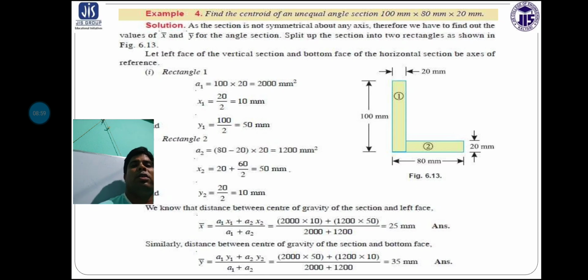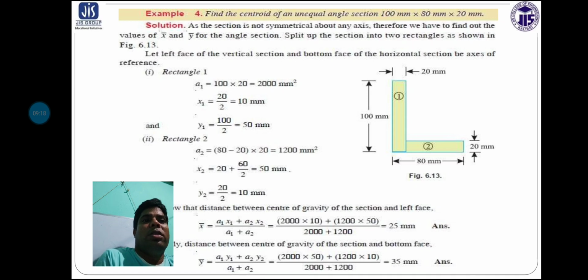Now another important problem, and this problem is actually an unsymmetrical type problem, and this figure is actually the L section figure. So find the centroid of the unequal angle section whose dimensions are 100 millimeter, 80 millimeter and 20 millimeter. As the section is not symmetrical about any axis, therefore we have to find out the values of x bar and y bar for both the angle sections.